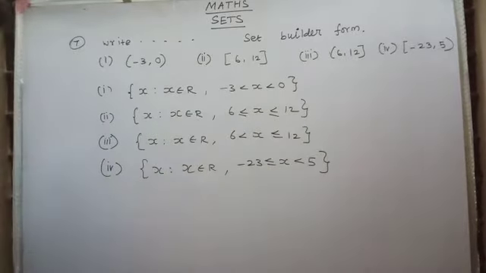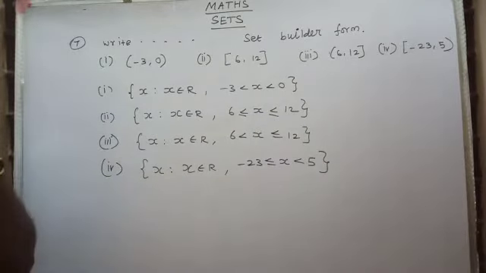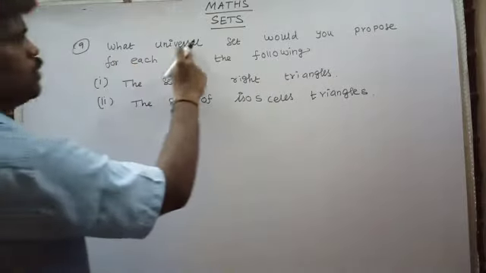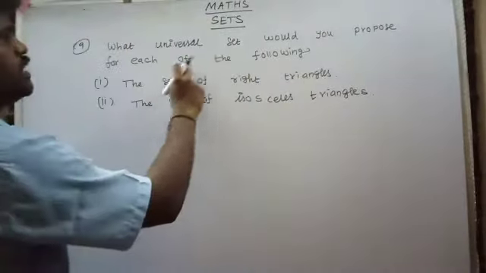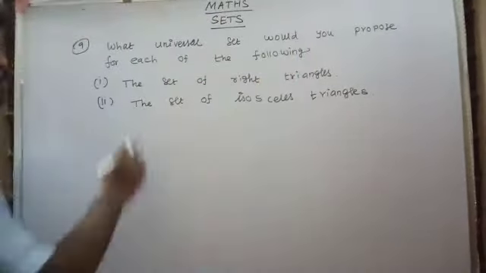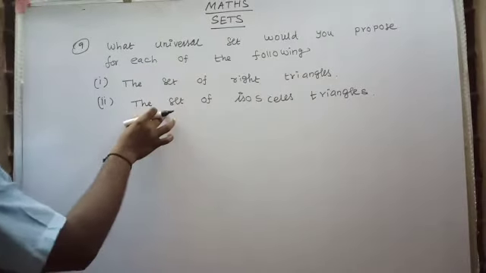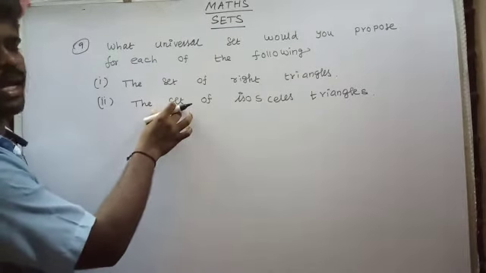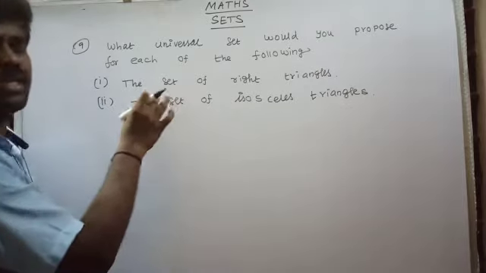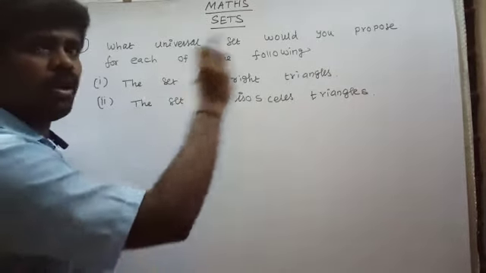Okay. So this is the set builder form. Next, question number 9. What universal set would you propose for each of the following? Number 1, the set of right triangles, and number 2, the set of isosceles triangles. This is the set of right triangles. This is the isosceles triangle. Both sets have the universal set. The universal set name is the set of all triangles.